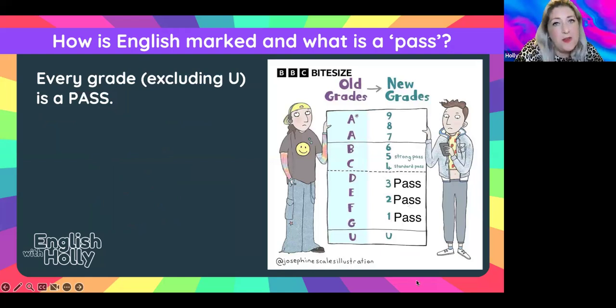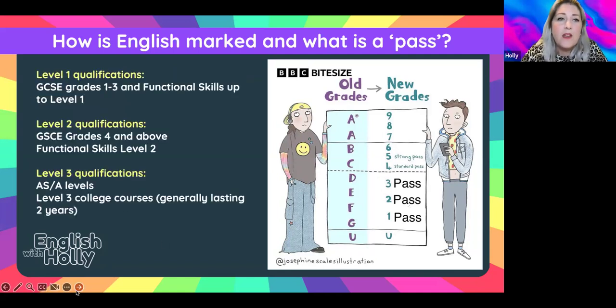So every grade, apart from U, is a pass, and it's really important to remember that, particularly if your teen might struggle to get what we call a standard pass at grade 4. Reassure them that a 1, a 2, and a 3 are a pass. If they weren't a pass, they wouldn't have a number. It'd be U, wouldn't it, and start at 4. And a little bit of explanation behind that. Anyone who achieves a GCSE grade 1 to 3 gets what we call a level 1 qualification, and GCSE grade 4 or above is a level 2 qualification.